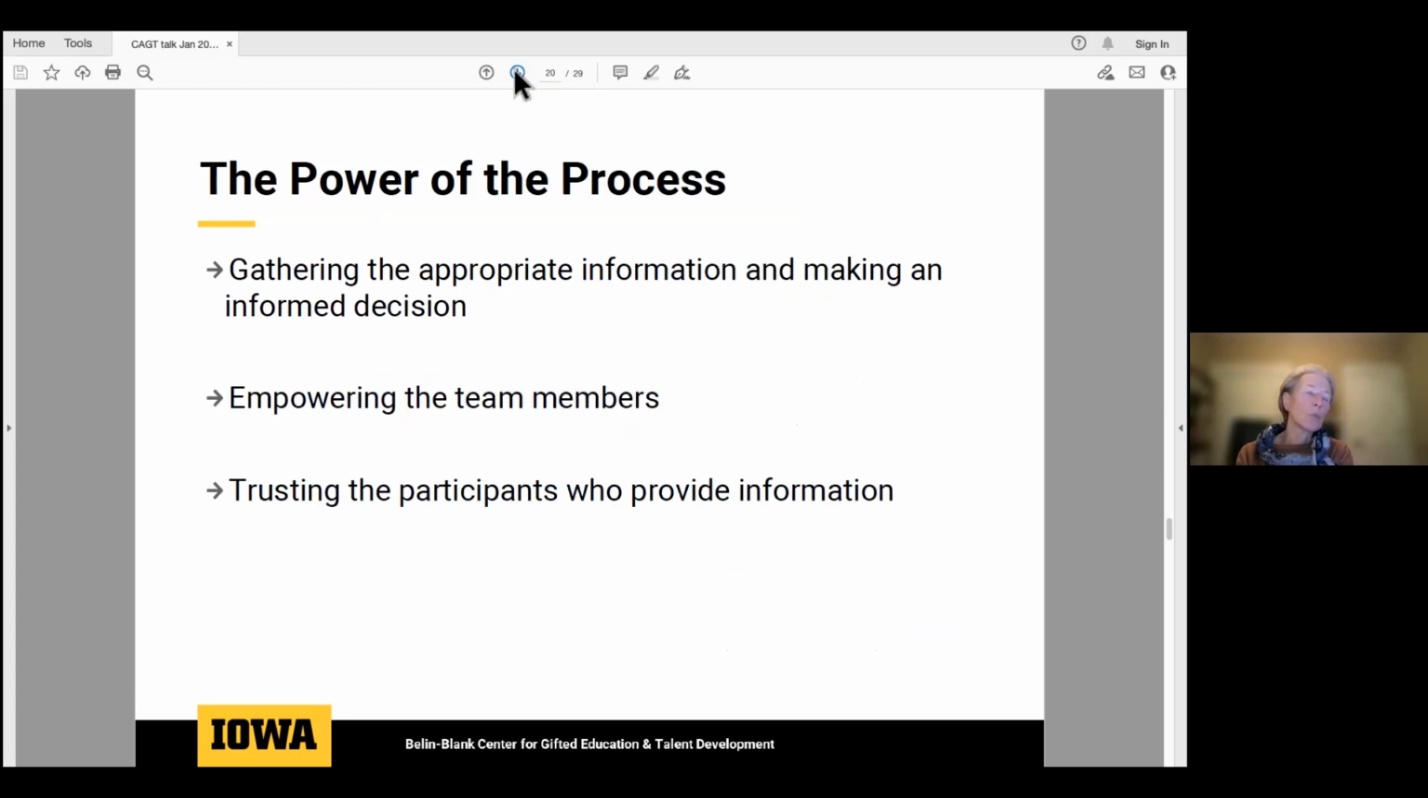One of the things that's really important to keep in mind is that the process of gathering the appropriate information and making an informed decision, empowering the team members, and trusting the participants who provide that information is extremely powerful. You've got all of the stakeholders who were involved in this very important, very visible decision. And you just cannot underestimate the power of that process and the importance of not taking any shortcuts when you're going through that process.